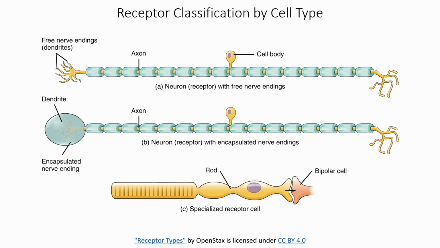So here's a classification we can do by cell type. So all of these are different neurons, different receptors. In this case, we have one with free endings, so it's out in the open, versus the encapsulated. We see that there is something covering over those dendrites. Or if we're highly specialized, right, like in this case, we're looking at a rod, which is involved in vision, right? We are highly specialized for that specific task.